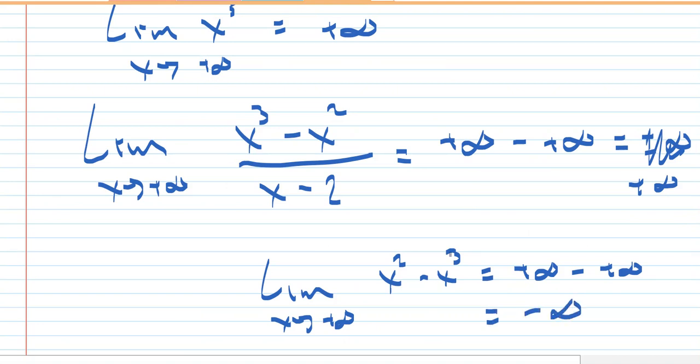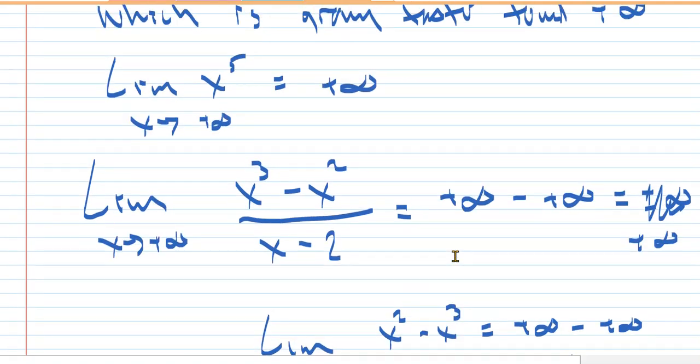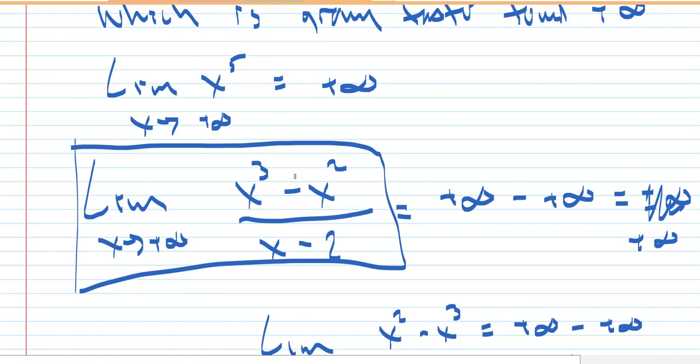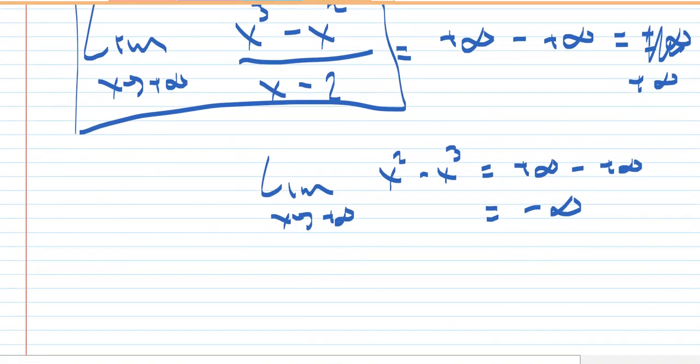Well, it's one thing to look at these from a graphical perspective, but how can we look at them from an algebraic perspective? Well, let's go back to this problem. And just looking at the numerator, we know that x cubed is going towards infinity. We know that x squared is going towards infinity. X cubed is going towards infinity faster. We're going to say that it is the dominant term. The highest powered term is the dominant term.